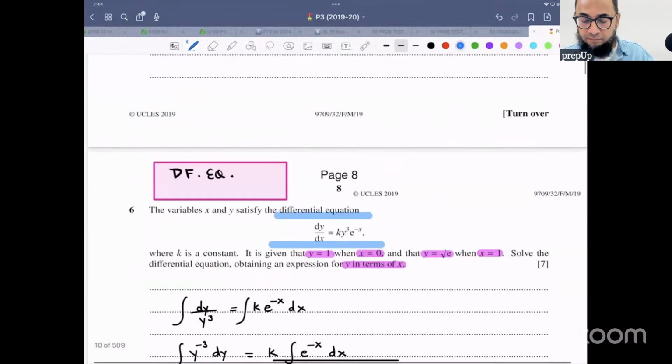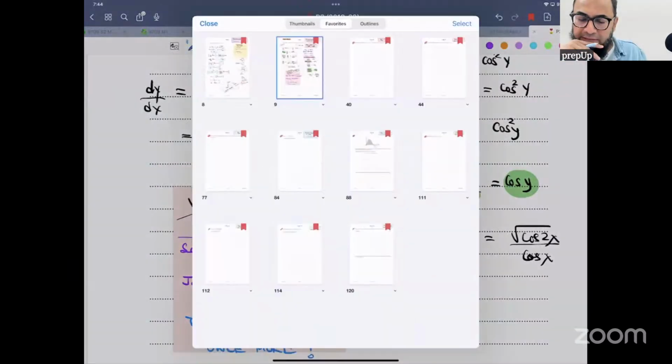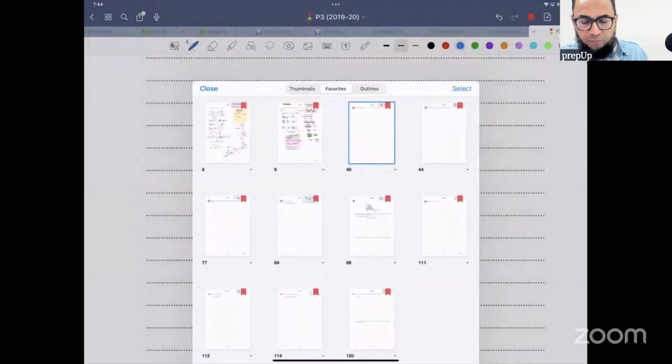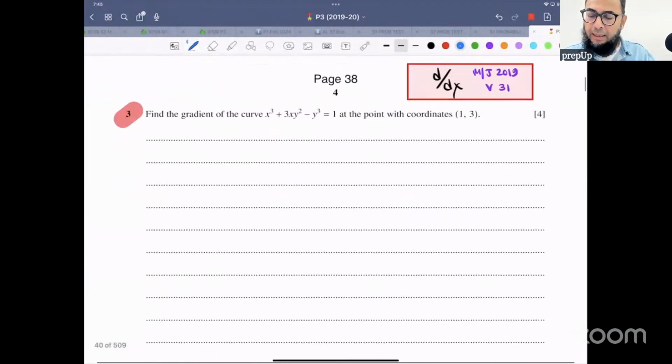Let's get started with another question. So I think these 2 were the ones from the February paper. Let me move to the next paper. Now, another implicit differentiation question, and this one is an easy one. There's no harm trying this. So now it says find the gradient of the curve at the point.